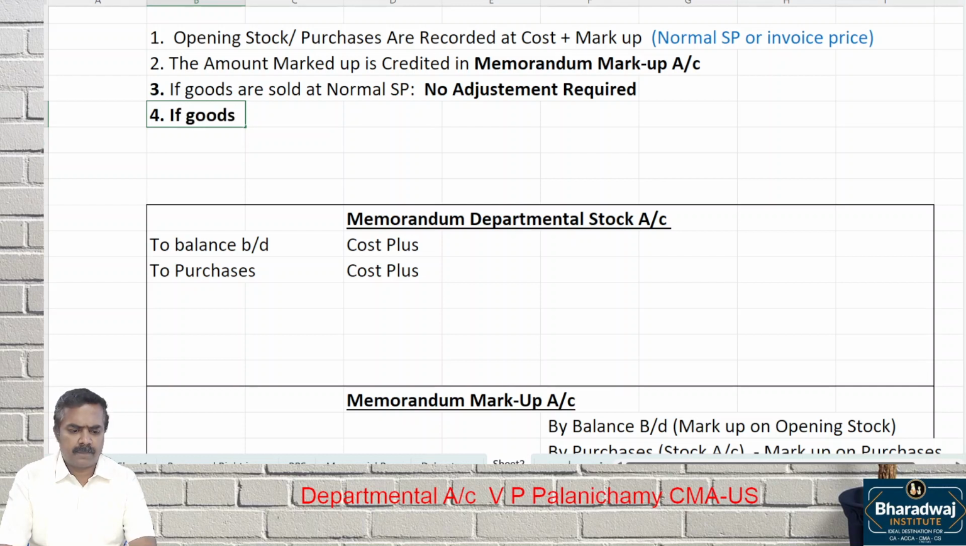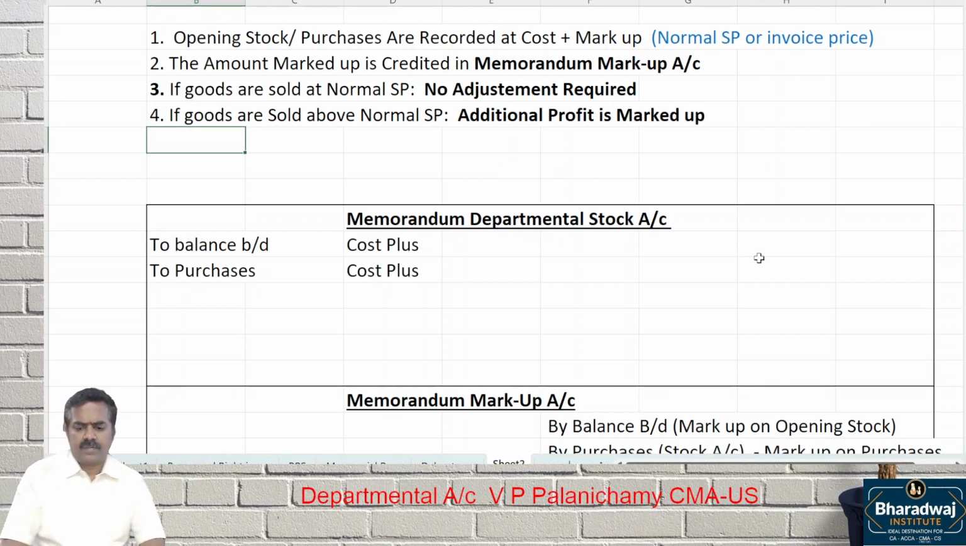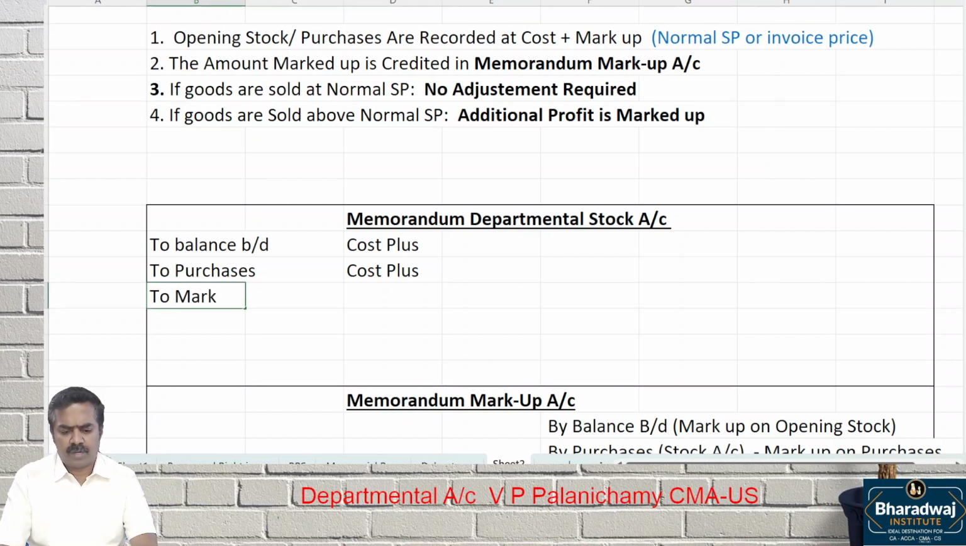If goods are sold above the normal selling price, then what do we do? The additional profit is marked up, where we will put it to the markup account.